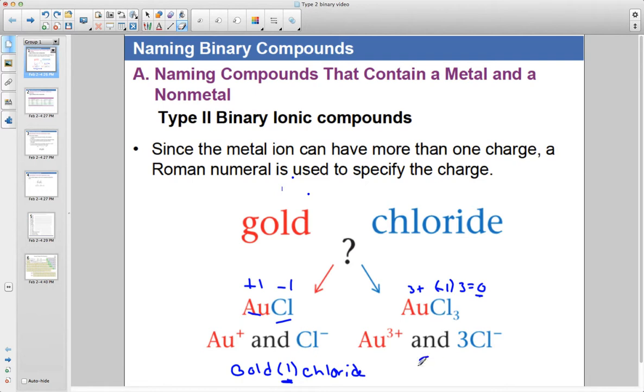And so how would we name this? Well, we're going to name it gold. It must have been gold 3. Okay, that 3 goes with the metal. Gold 3 and then chloride.